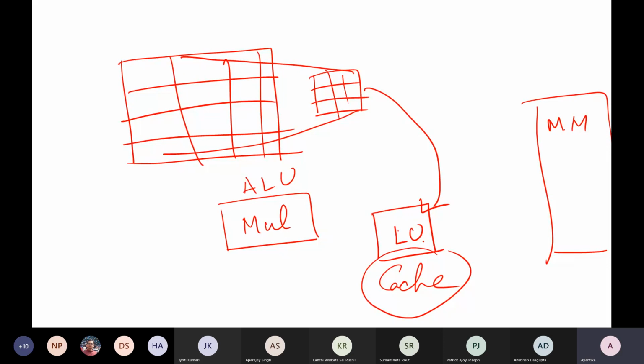Is it okay? Yes, ma'am. Okay. So this is the concept, this is where we are using the cache memory, and this is where the feature of cache memory is meaningful.